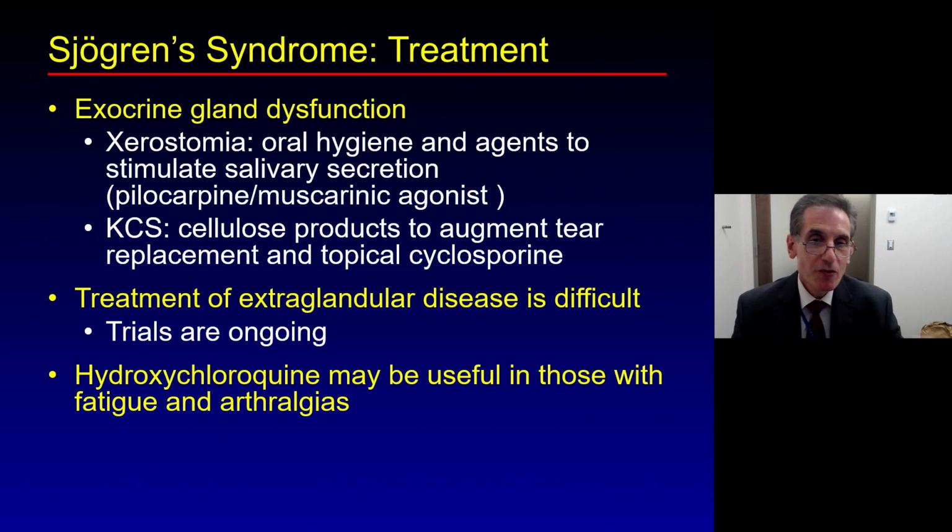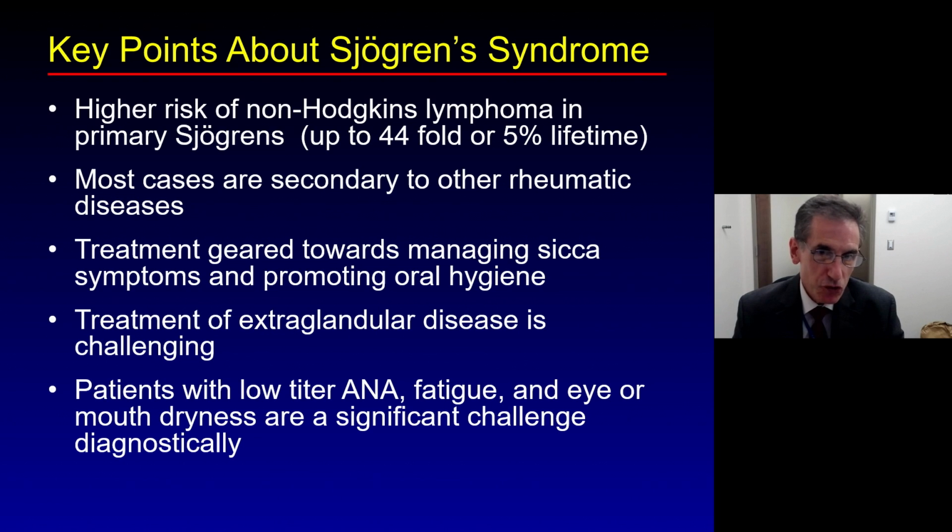Treatment for Sjogren's syndrome is largely symptom-based, so xerostomia is treated with oral hygiene and agents to stimulate salivary secretion, which can help. These are muscarinic agonists. Treatment for extraglandular disease is difficult, but there are multiple ongoing trials. Drugs like hydroxychloroquine may be useful in those patients who have arthralgias, joint pain, and fatigue associated with Sjogren's syndrome.